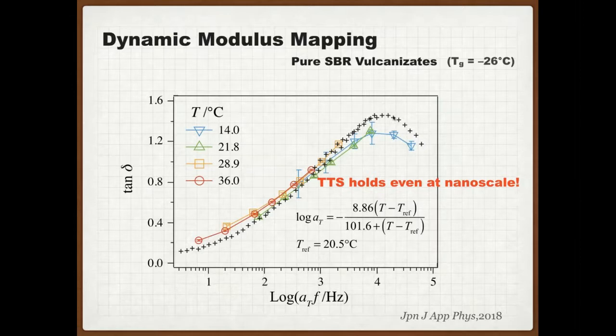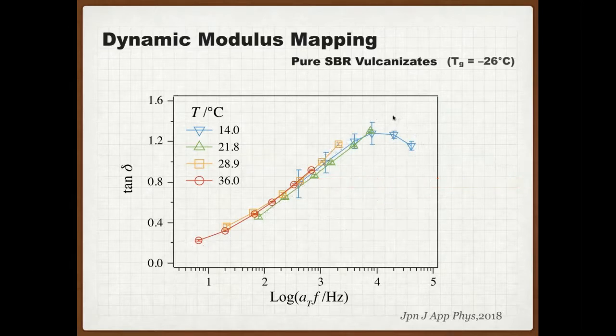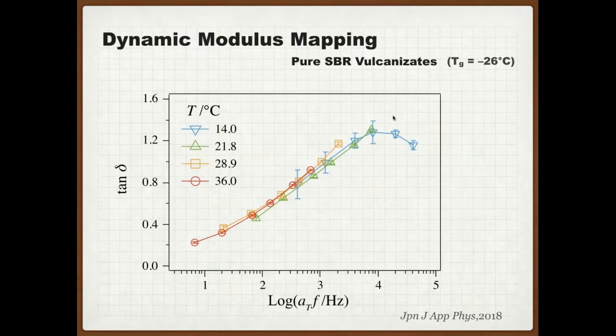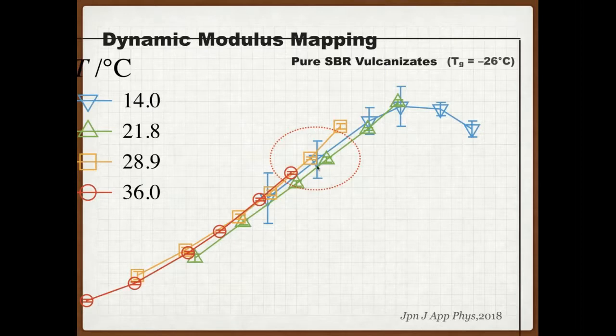But a more interesting feature was observed by looking in more detail. Please have a look at this side. The average value itself now agrees, but please look at the standard deviations, which are now shown as error bars. At the high temperature, the standard deviation is small, but by decreasing temperature, the standard deviation increases. What does it mean?